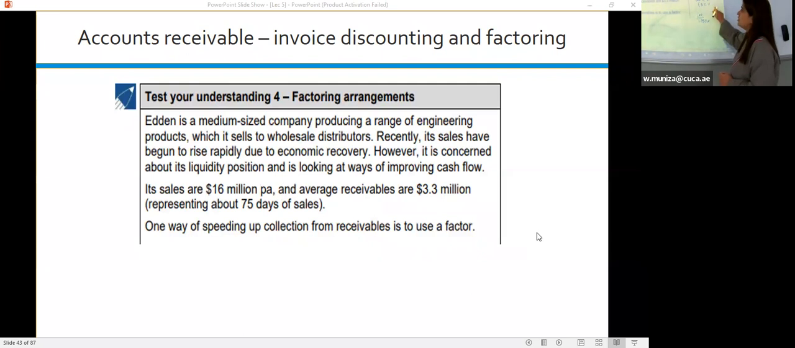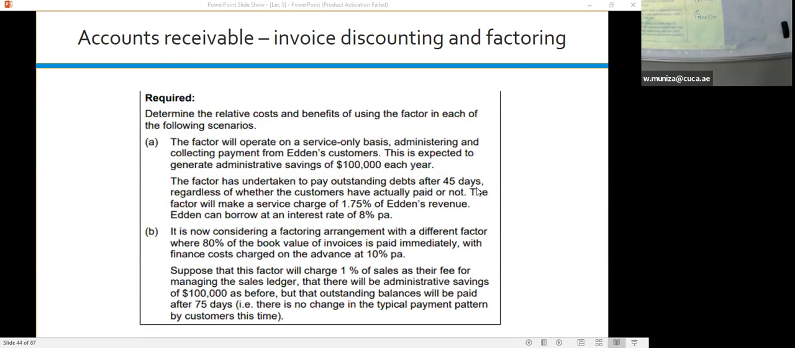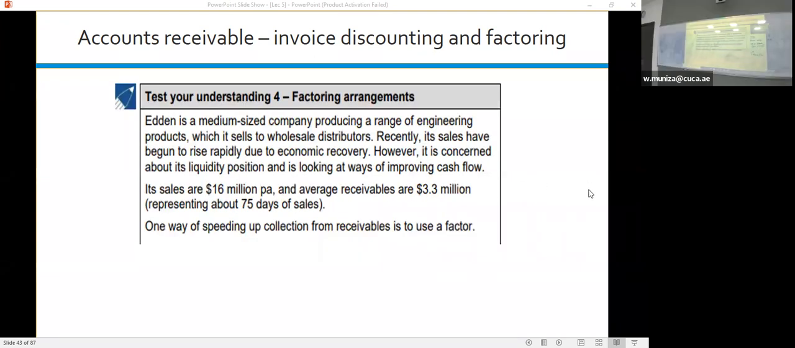So my dear students, the cost of finance will be on the receivables balance of 3.3 million. And the cost, the fee which we have to give to the factor, is 1.75% of 3.3 million. Am I right? How many days earlier is the amount being received? The normal is 75 days of sales, but the amount is going to be received how many days earlier? 30 days. 30 days earlier it is going to be received. So according to that, we are going to calculate the benefits and costs.